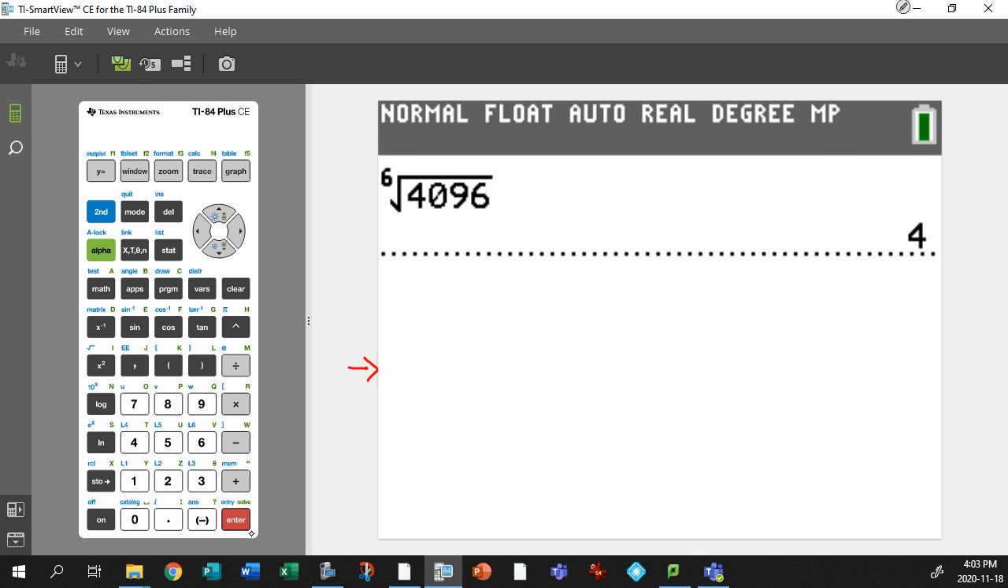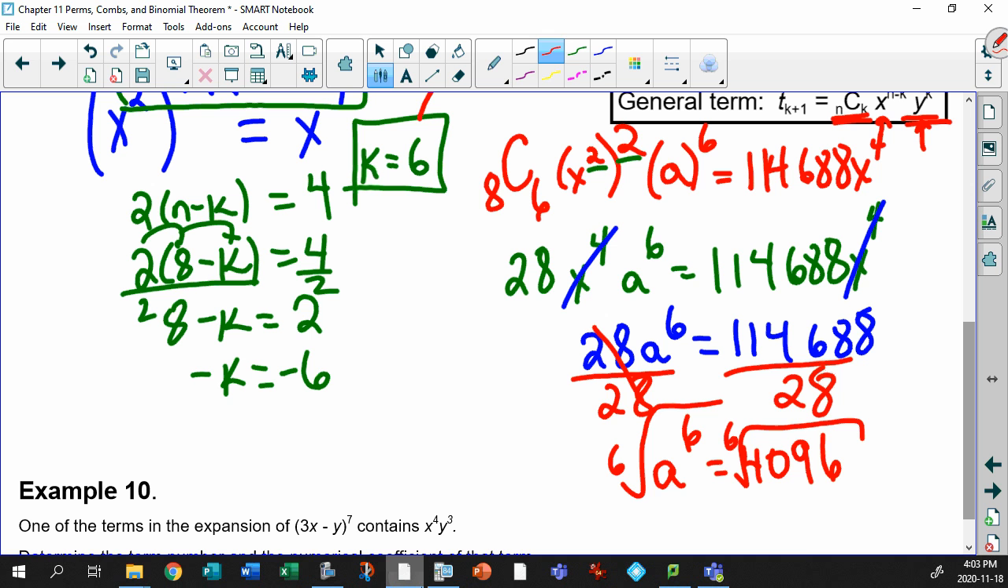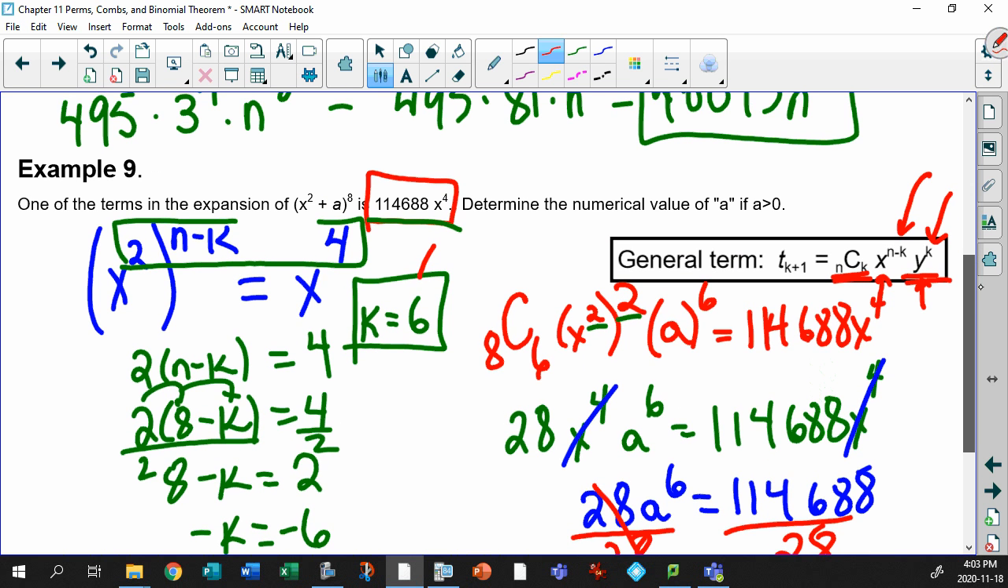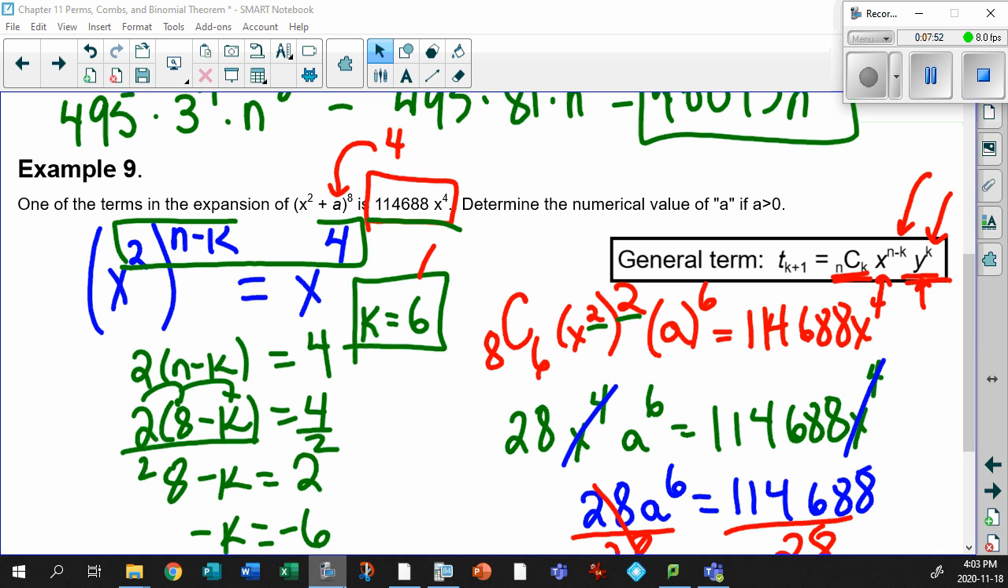It's 4. So guess what? Your a value equals 4. So in your equation, way back up here, this a value is actually 4. Ta-da! That's how you do this question. Kind of complicated, but once you see it, now you know the ins and outs of this general term formula. It's not that bad.